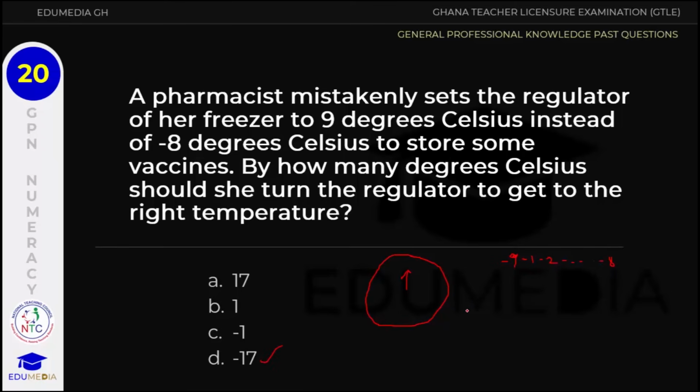So you can take your time and map out all this. First of all, he needs to go from 9 and come down to 0. That's going to be a reduction of 9 steps. So you'll be at 0 after 9 steps. And then you will continue 1, 2, 3, going negative, going backwards. And that's going to give you -17 as the number of steps that the pharmacist would have taken backwards.